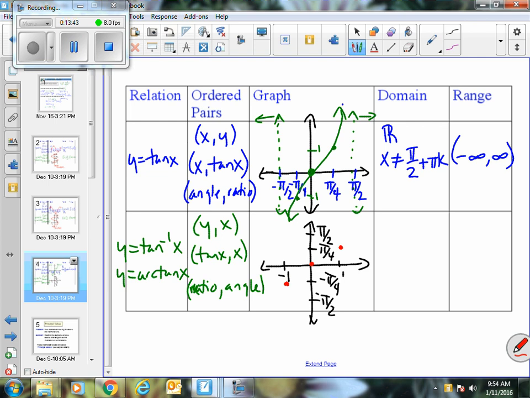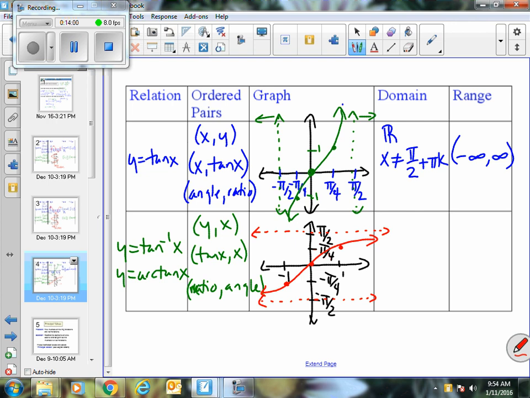The undefined places were vertical lines. So if we switch the domain and the range, what was vertical is going to become horizontal. So now we have a horizontal asymptote on our graph at pi over 2 and negative pi over 2. And then the curve looks something like this.